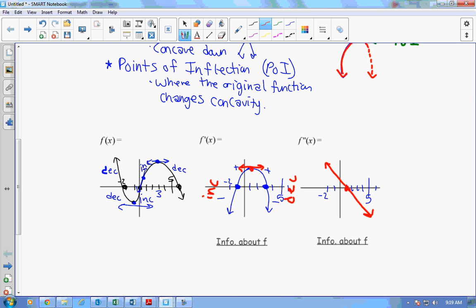And notice where the point of inflection was. From the original function, you said this was the point of inflection. What does it become on the second derivative? On the second derivative, it becomes the 0. Point of inflection is when f double prime of x equals 0. Okay?